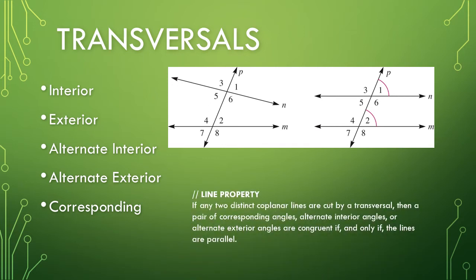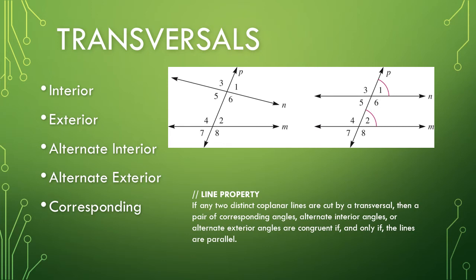Now, there is a property that really just kind of changes a lot of the different concepts, and it all comes back to that whole concept of vertical angles. And what it says is if any two distinct coplanar lines are cut by a transversal, then a pair of corresponding angles, alternate interior angles, or alternate exterior angles are congruent if and only if the lines are parallel.